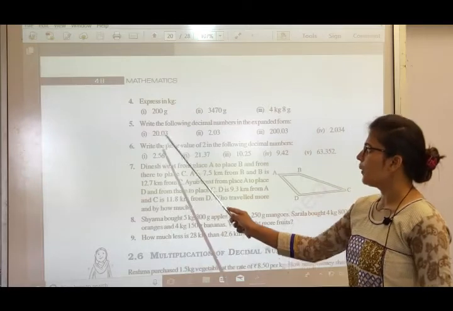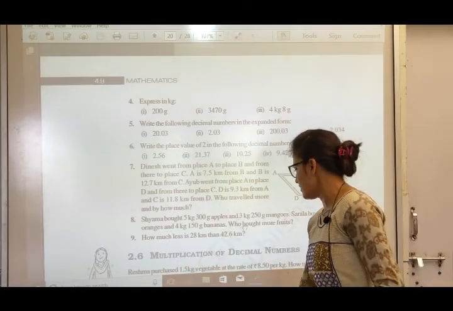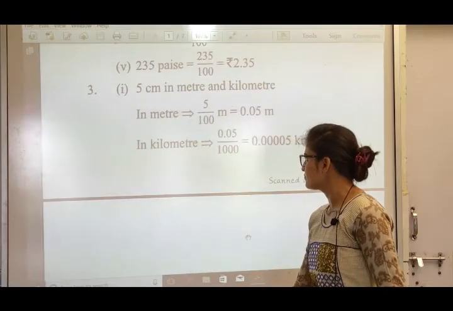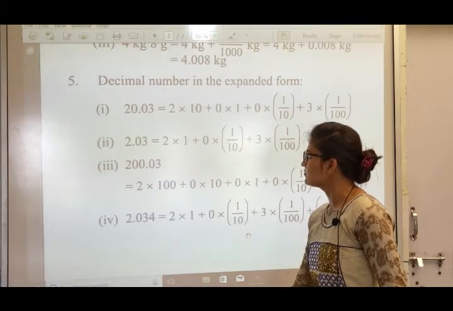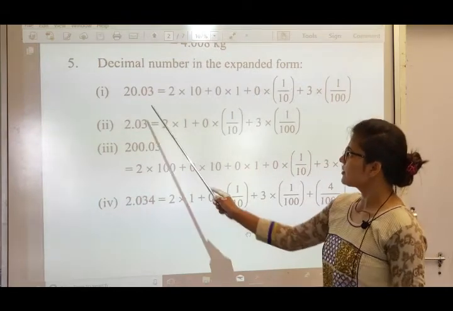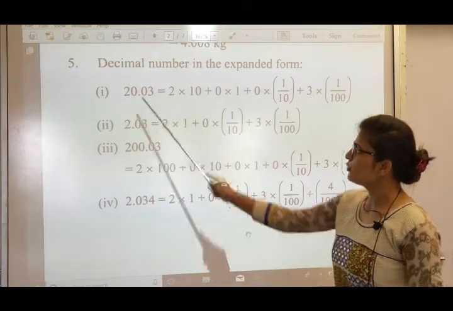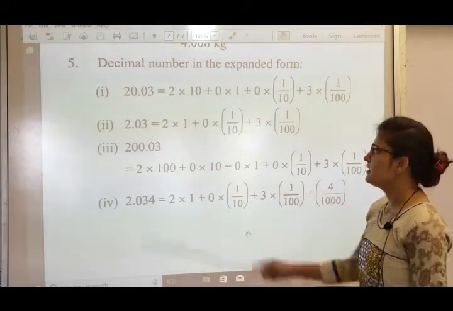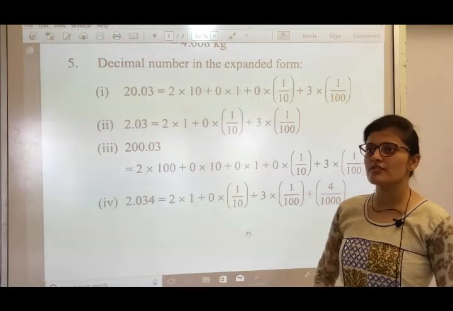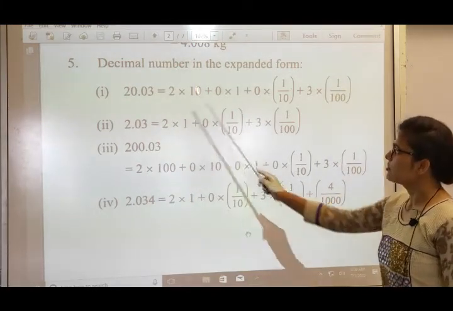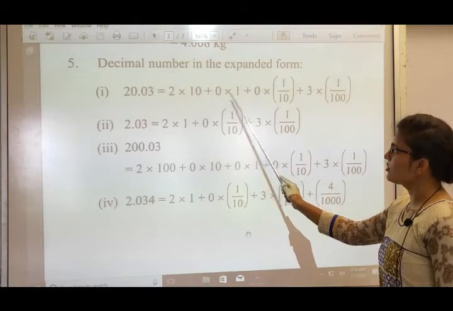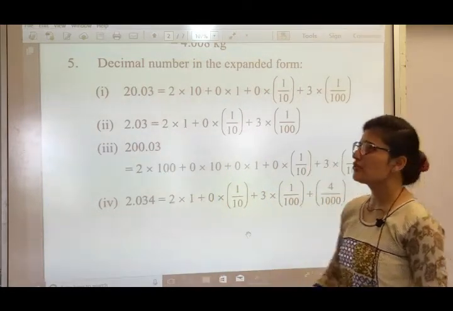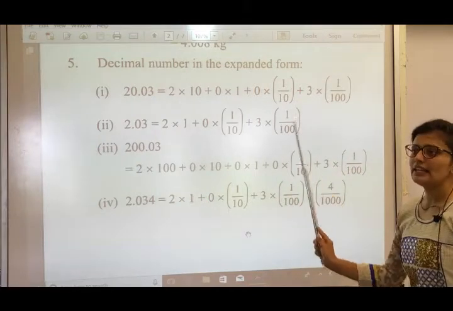Similarly we have to do the expanded form over here in question number 5. First one, 20.03. Let us see the solution, how you have to do it. 20.03 will be equal to 2 multiplied by 10, because 2 is on the tens place. Now 0 is on the ones place, so it will be multiplied by 1. So 2 multiplied by 10 plus 0 multiplied by 1 plus, now here you can see on the tenths place is 0. So 0 multiplied by 1 by 10.